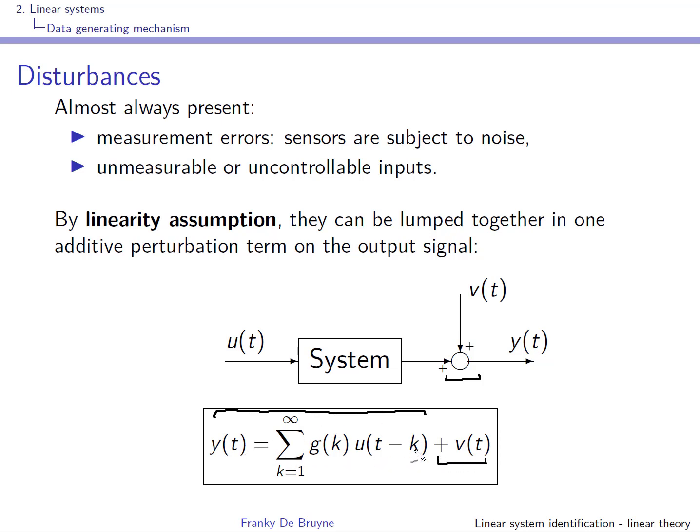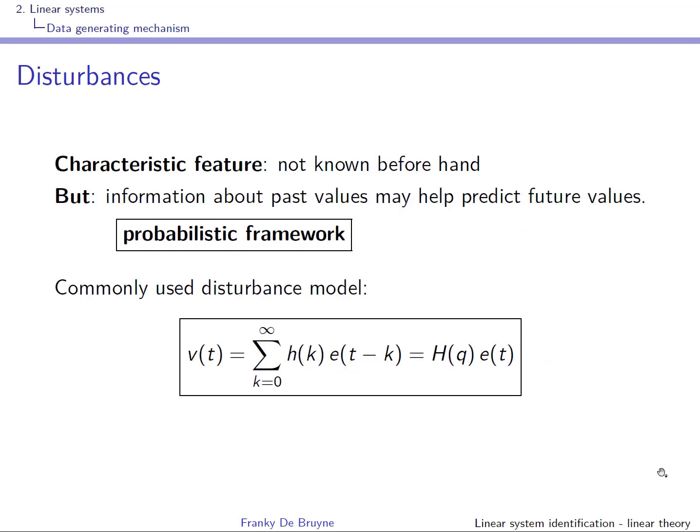Okay, so this first term here will express the input-output relation, and we'll see that this is a deterministic part, and what we'll do in the next slides is express v of t, and for that we'll use a stochastic framework. So as I said before, we'll be using a probabilistic framework, and the characteristic feature is that nothing is known beforehand, but if you have information about past values, this might help predict future values.